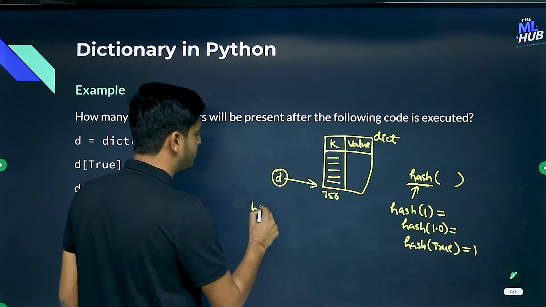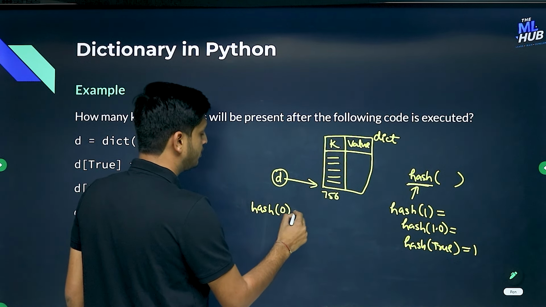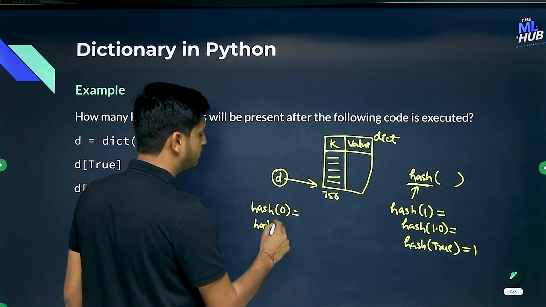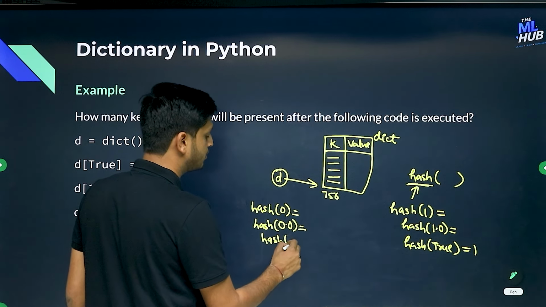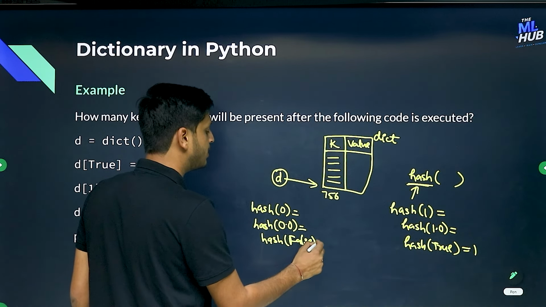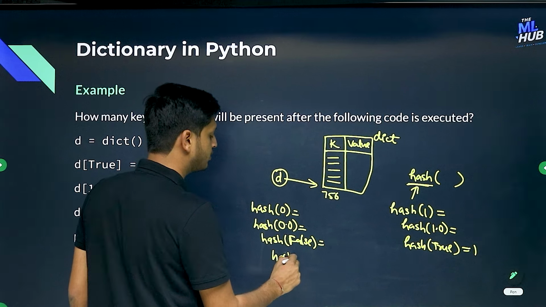Similarly, the hash value of 0 will be equal to hash value of 0.0 will be equal to the hash value of False. And actually it will also be equal to the hash value of an empty string.